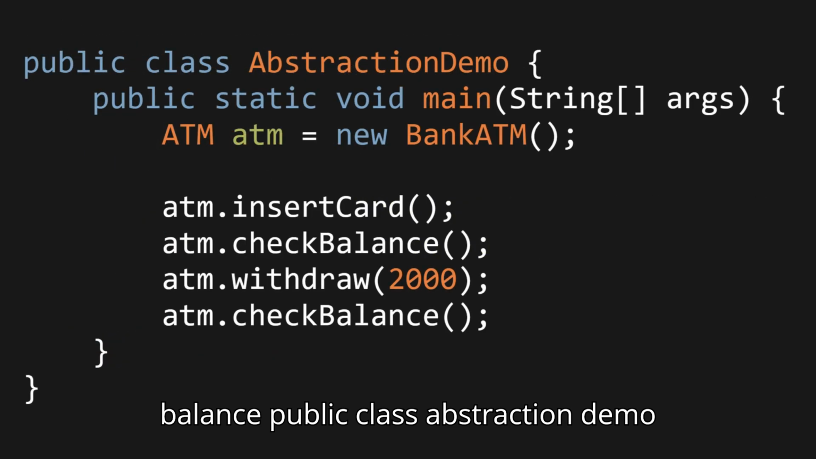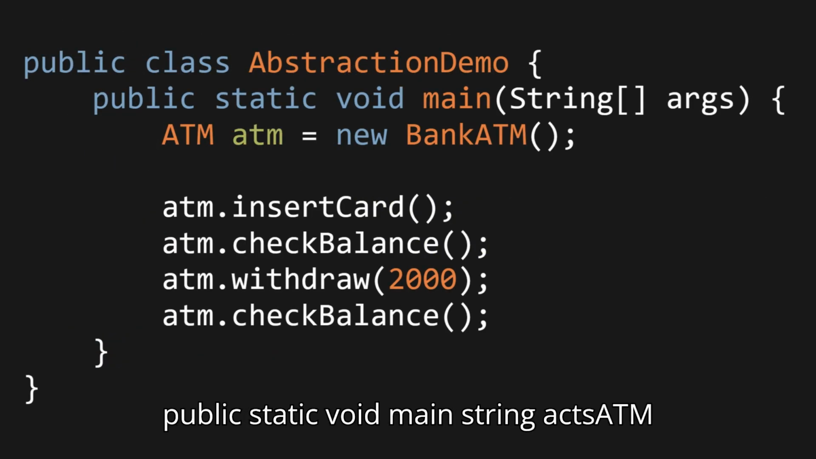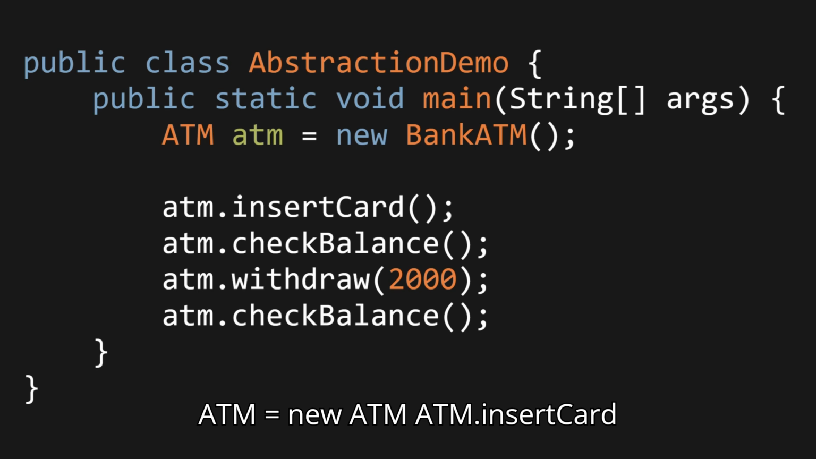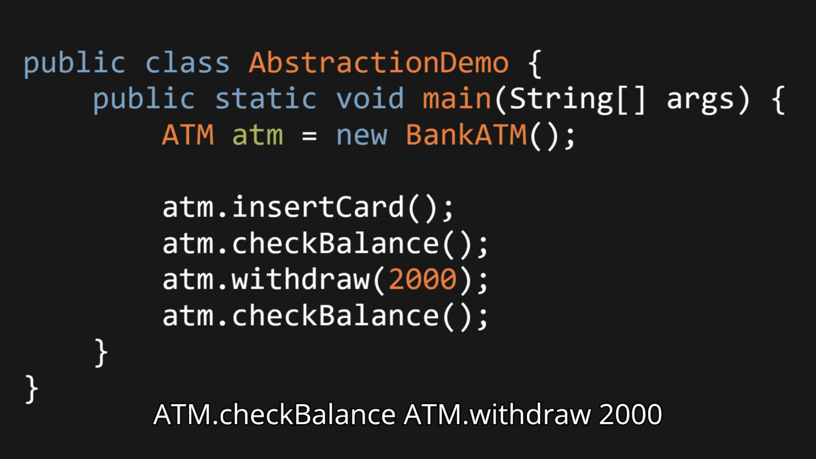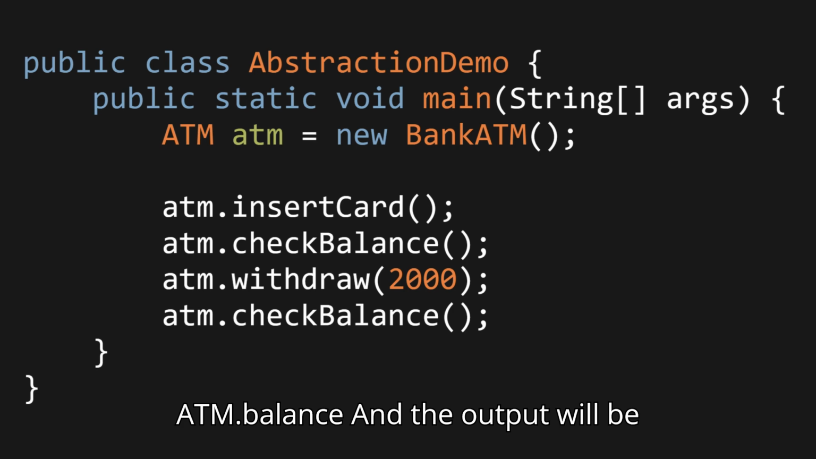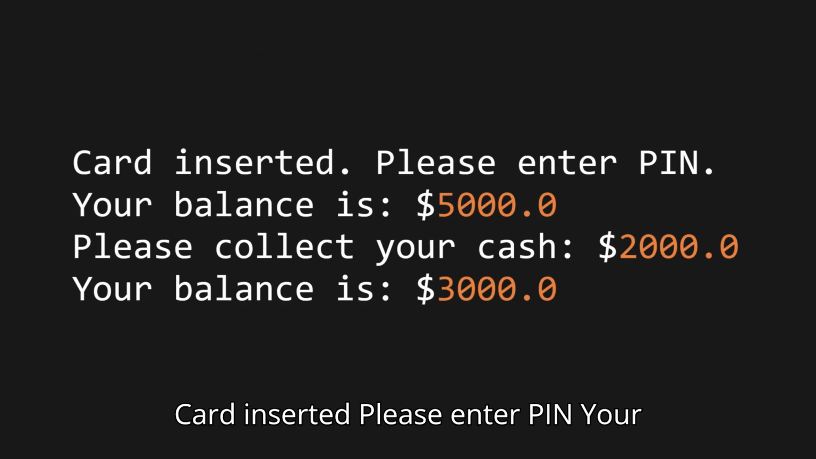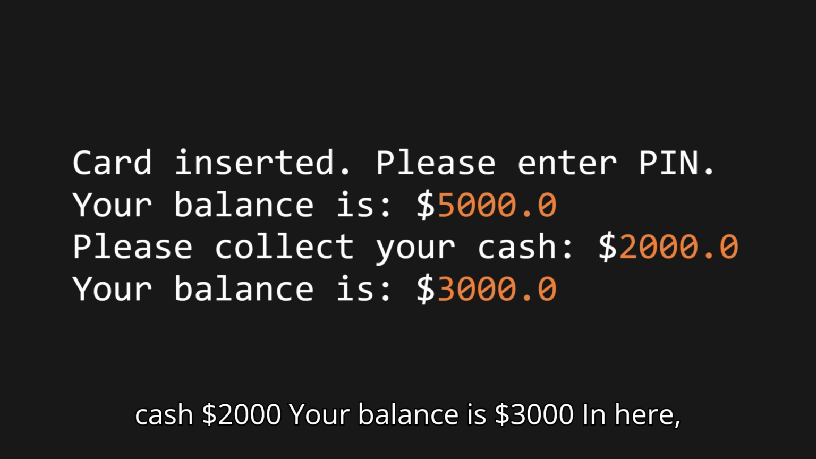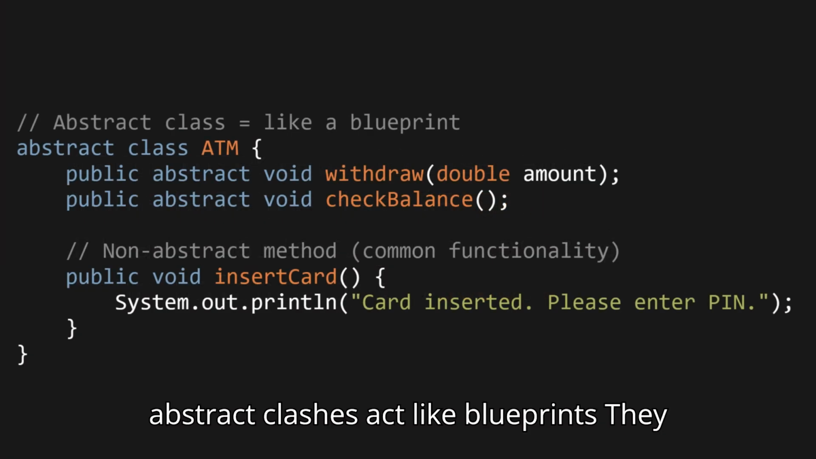Public class AbstractionDemo, public static void main(String[] args), ATM atm = new BankATM(). atm.insertCard(). atm.checkBalance(). atm.withdraw(2000). atm.checkBalance(). And the output will be: card inserted, please enter PIN. Your balance is $5,000. Please collect your cash $2,000. Your balance is $3,000.